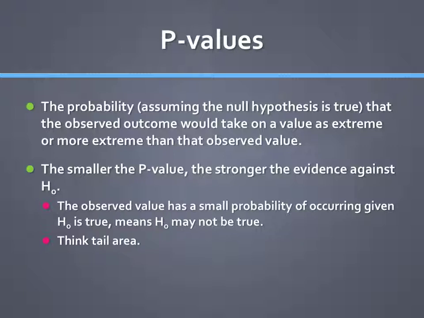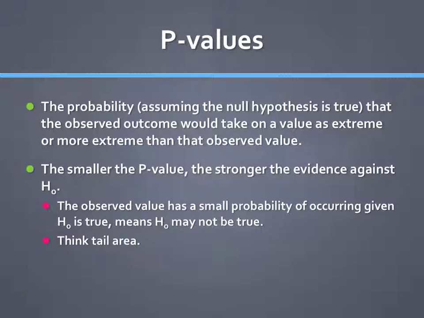Computing a p-value will be the next step in the process. So you're going to state your population and parameter, state your hypotheses, check your conditions and show that you've done so, get a test statistic, as we did on the last slide, and then you'll look up a p-value, which is just a probability. This probability assumes the null hypothesis is true.